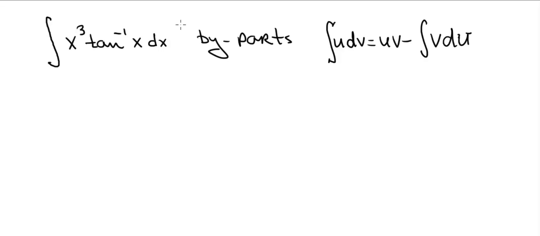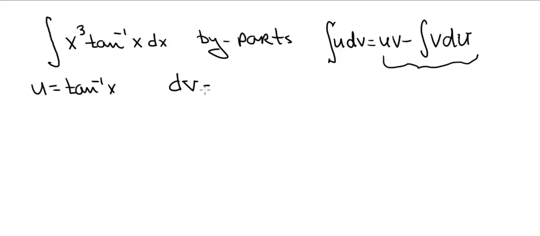From there we find du and v and express our integral in terms of the right hand side of this formula and hope that the integral on the right is easier. So let's proceed to do that here. We're going to let u equal inverse tangent of x, and the reason is if we let dv be inverse tangent, finding the antiderivative of inverse tangent will still have inverse tangent in it, and that would make things more complicated. So dv is going to be x cubed dx.